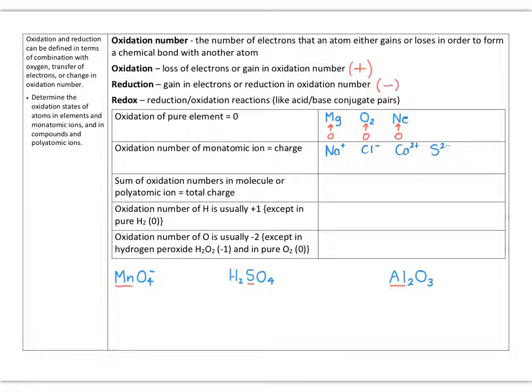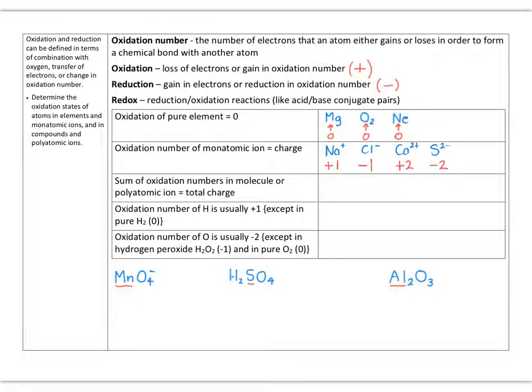Now note, we usually write for oxidation number the sign first and then the number, whereas with charge we tend to do it the other way. So chlorine is -1. So calcium isn't an oxidation number of 2+, that's its charge. Its oxidation number is +2 as opposed to 2+. Sulphur is not 2-, it's -2. So that's the oxidation number of a monatomic ion.